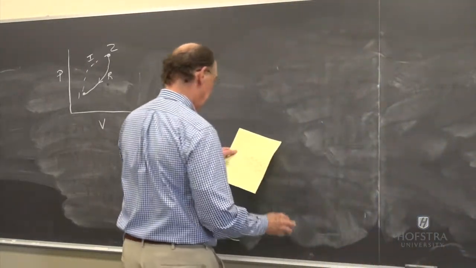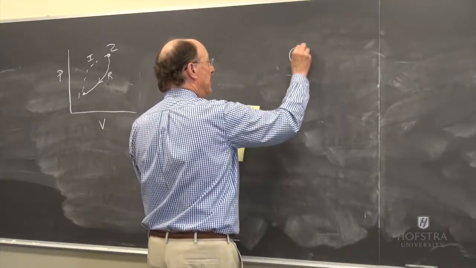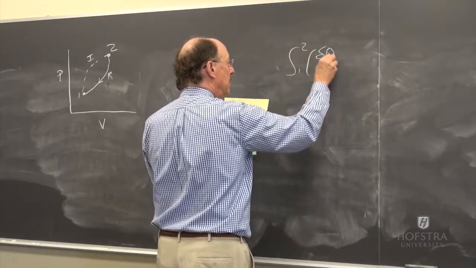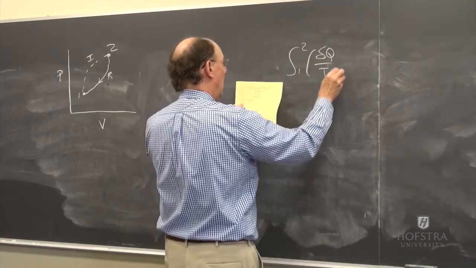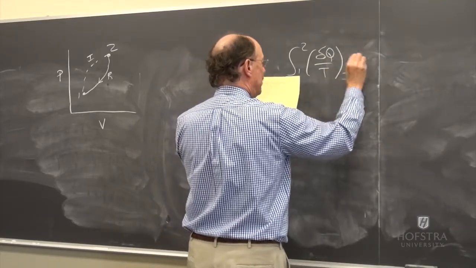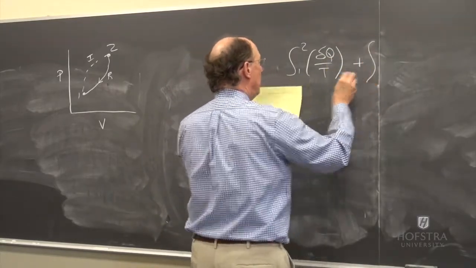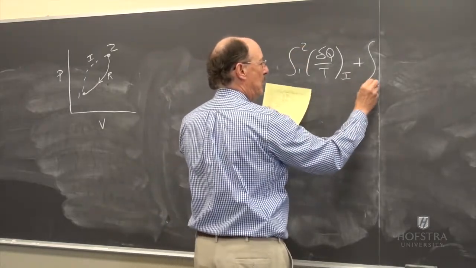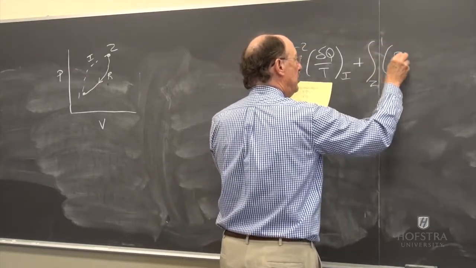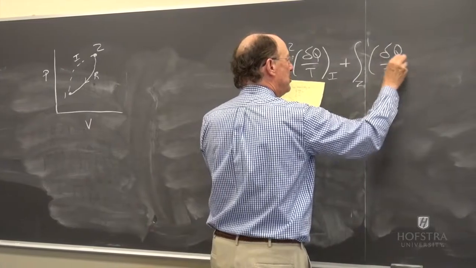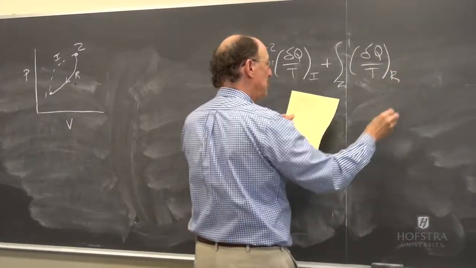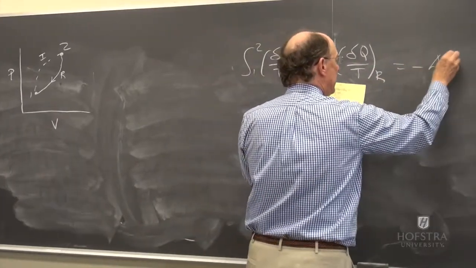So if I apply it here, we have the integral of del Q over T along an irreversible process, plus, so we went from 1 to 2, now we're going to go from 2 to 1, del Q over T along a reversible process, and this is going to be equal to minus del S production.